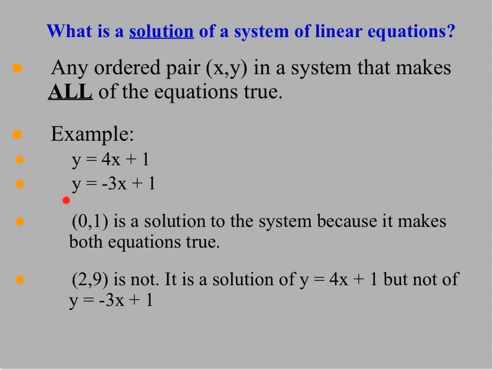So if we're looking at this system of linear equations, I know that (0, 1) is a solution because it makes both of them true. I can do 1 equals 4 times 0 plus 1, and that's a true statement. And I can do 1 equals negative 3 times 0 plus 1. And as you see, the point (0, 1) makes both of these a true statement.